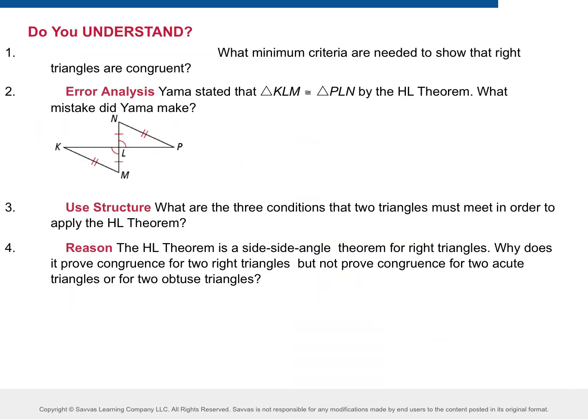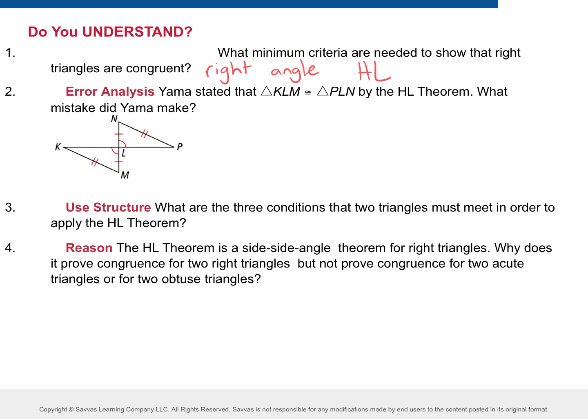Number 1, what minimum criteria or minimum information is needed to show that right triangles are congruent to each other? You need a right angle. What else? A hypotenuse and a leg. Okay. So you need a right angle and you need a hypotenuse and a leg.